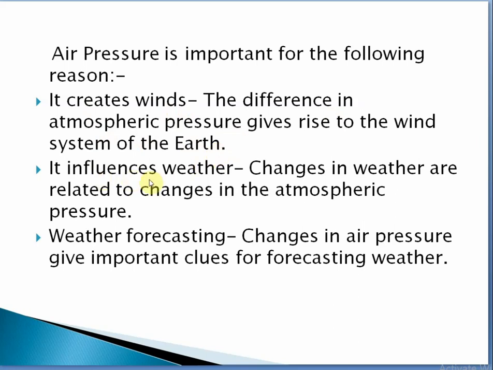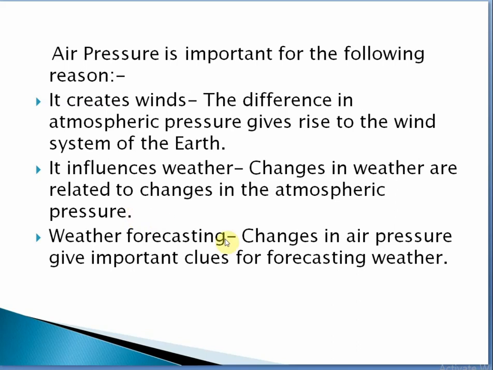The next one is that it influences weather. Changes in weather are related to changes in atmospheric pressure. Here too, air movement is associated. Air movement, upward and downward, caused by differences in pressure, creates cloudy and clear skies, and brings rain and fine weather. How does our weather change? It is because of the varying pressure, because of the air movement, that the weather condition varies in a particular place.